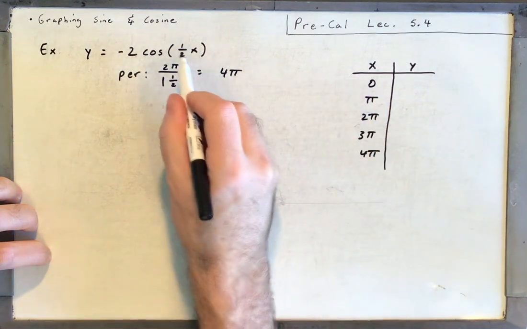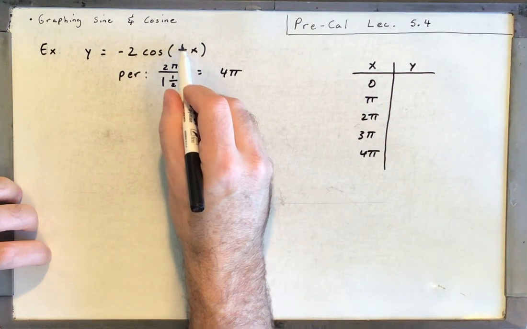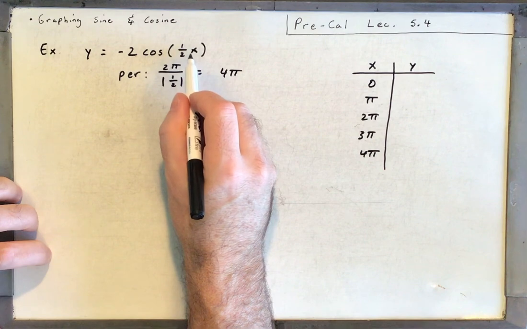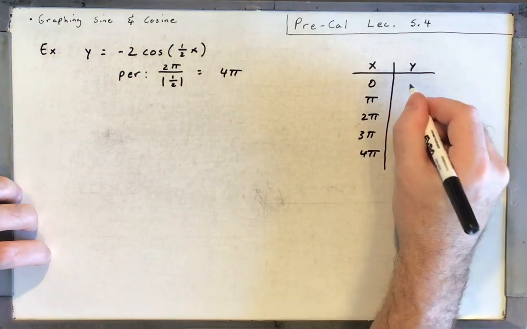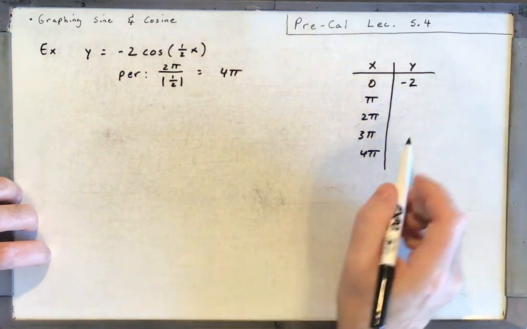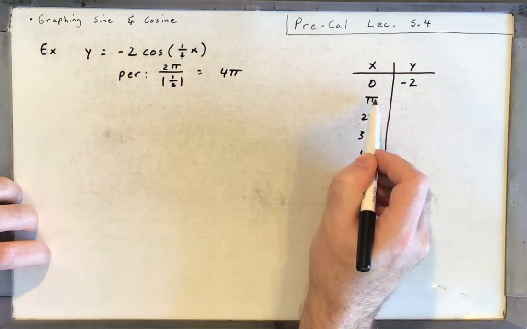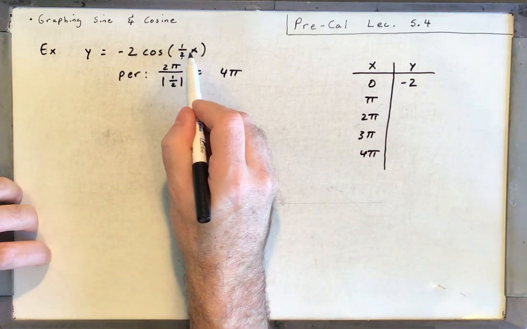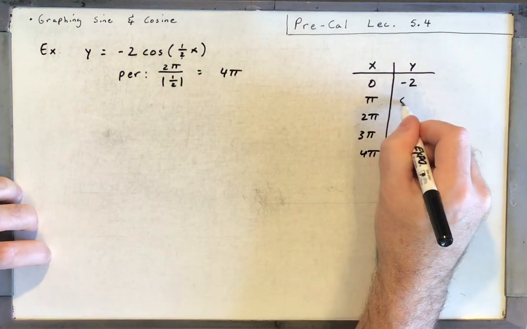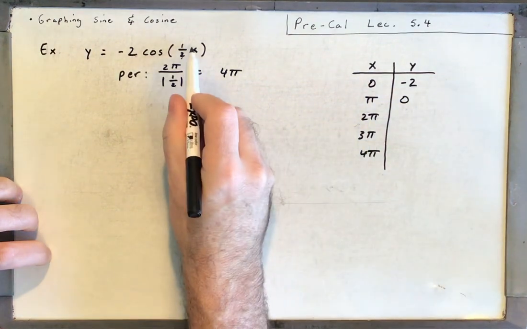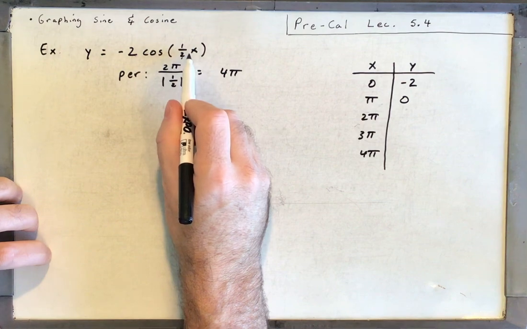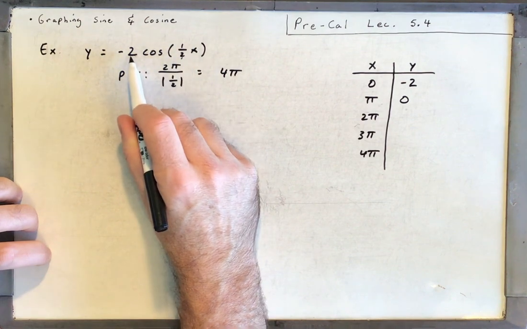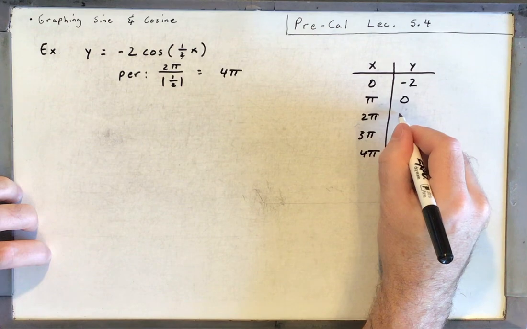Let's plug a 0 into x. 0 times a half is 0. Cosine of 0 is 1. If you have your unit circle handy and be looking at it, cosine of 0 is 1 times -2 would be -2. 1/2 times pi is pi over 2. Cosine of pi over 2 is 0 times -2 is 0. 2 pi times a half is pi. Cosine of pi is -1. -1 times -2 is 2.